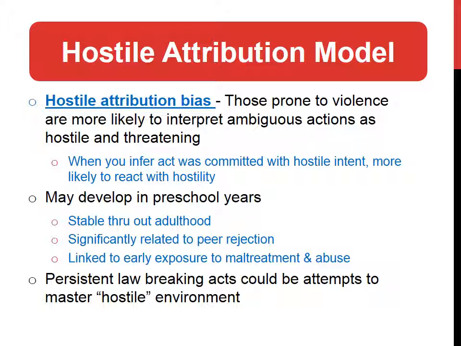There is also a significant relationship between experiencing peer rejection, maltreatment and abuse as a child, and the development of hostile attribution biases. This is not surprising, as these children are likely to become hypervigilant towards hostile cues and are therefore very ready to perceive hostility in somebody else's behavior. Thus, their hostile actions, which may result in them persistently breaking the law, could actually be their way of coping with and mastering the hostile environment that they perceive themselves to be living in.